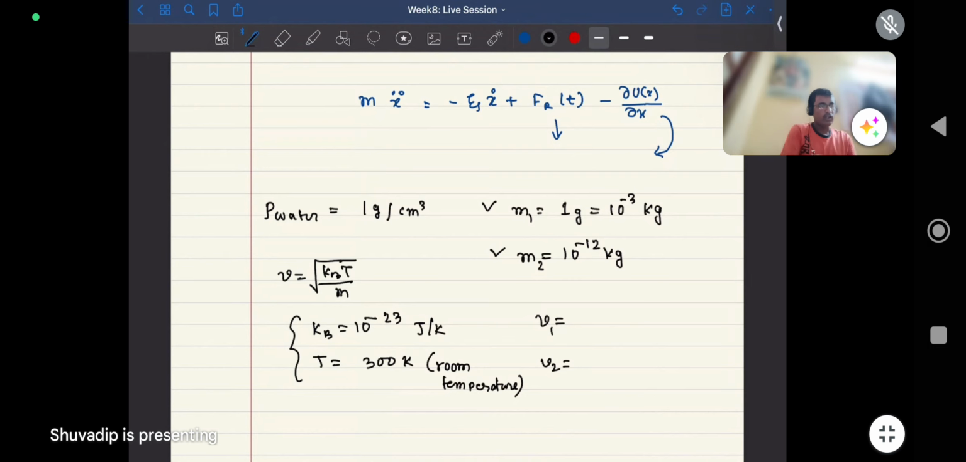Okay, if not, we can stop here today. We have discussed some problems from the module of Brownian dynamics, and next week we'll move on to another section. Okay, good luck.